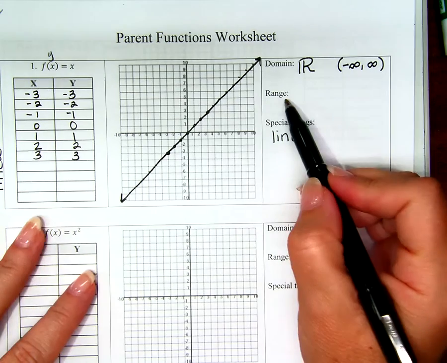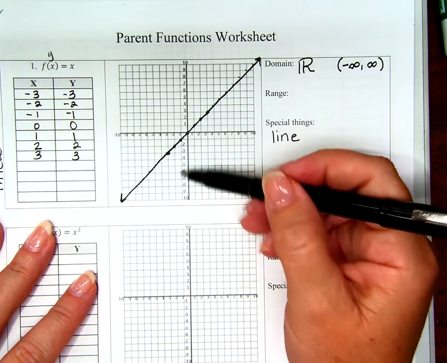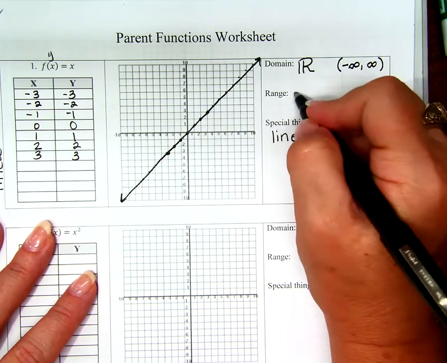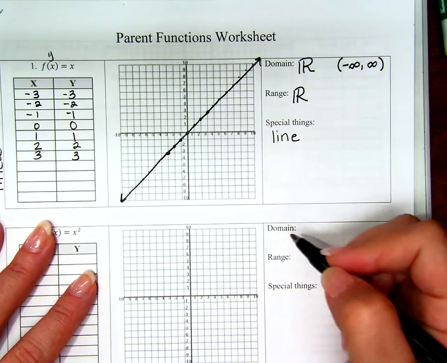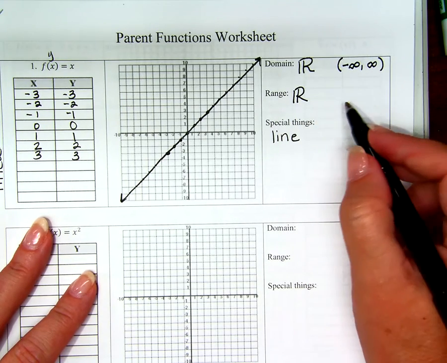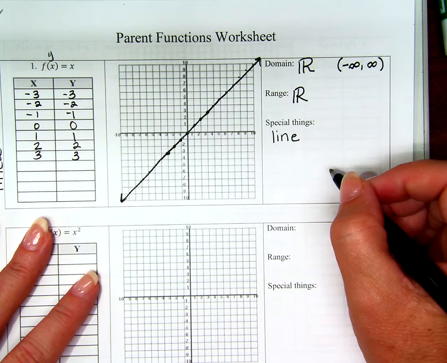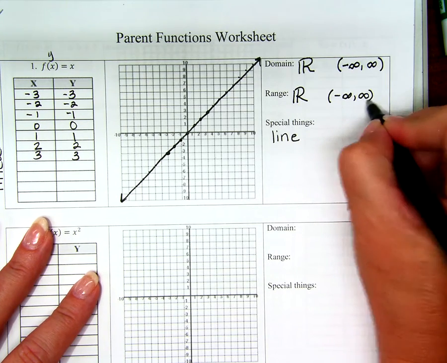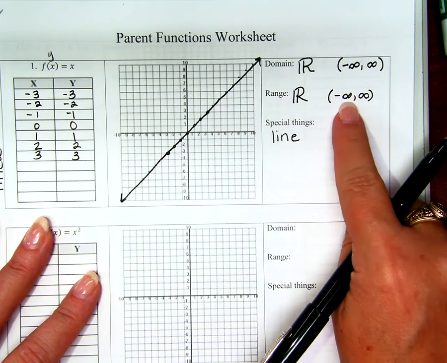What about the range? How far down does it go? All the way. How far up? All the way. So all real numbers again. What about interval notation? It's the same thing, right? Negative infinity, positive infinity.